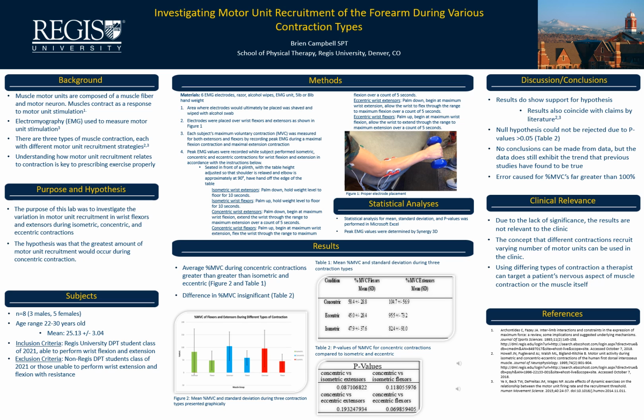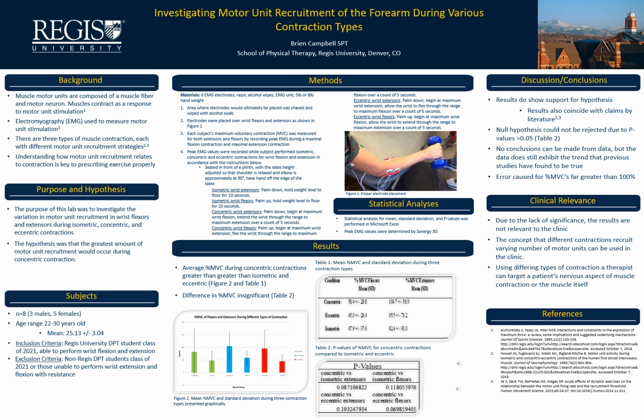Each subject's maximal voluntary contraction was measured for both extensors and flexors to give us a baseline. Peak EMG values were recorded while the subject performed isometric, concentric, and eccentric contractions for both wrist flexion and extension in accordance with the instructions on the poster. Statistical analysis for mean, standard deviation, and p-values was performed in Microsoft Excel. Peak EMG values were determined by Synergy 3D.